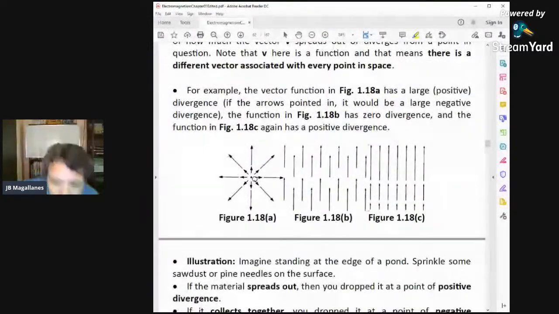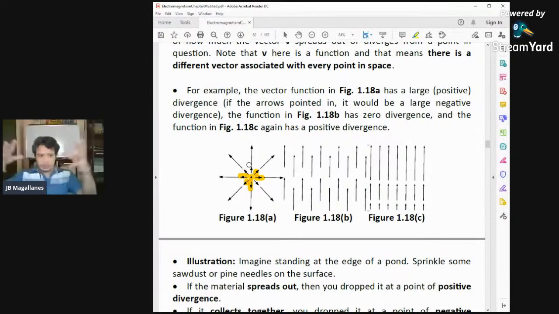Of course, if you have a source point here, a charge, the electric field would be diverging from that point. The fields are diverging from the point. This one has no divergence. Why? This has no divergence because the vectors here are all the same. It doesn't change. But here it is diverging because the lengths of the vectors are changing.